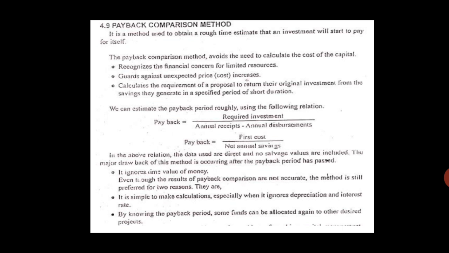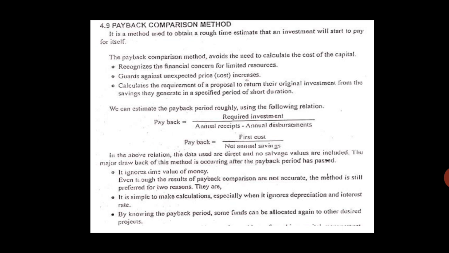Suppose, I will give an example. Suppose you buy a taxi for 5 lakh rupees, so the initial investment is 5 lakh rupees. Suppose your annual receipts are 2 lakh rupees and you are spending 1 lakh rupees in disbursements, that is for petrol, maintenance, driver and all. So the payback is equal to the first cost, that is 5 lakhs, divided by the net savings of 1 lakh rupees. So the payback period is 5 years.